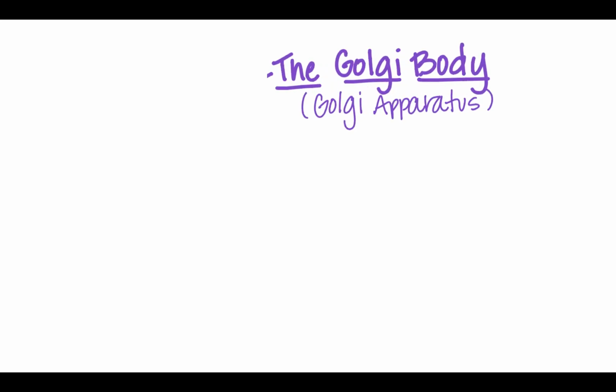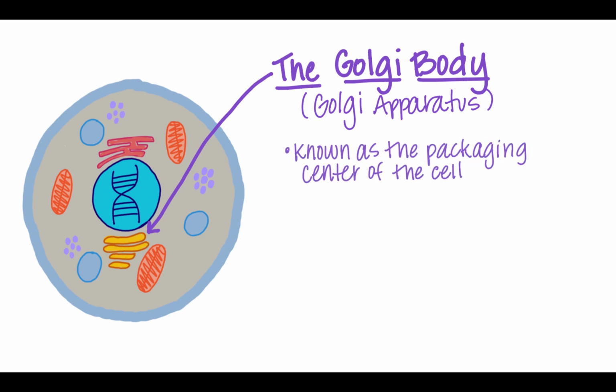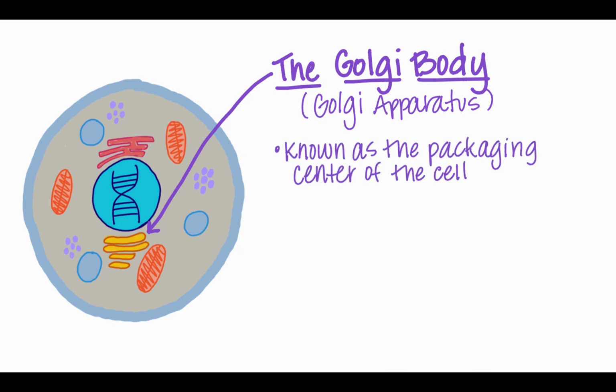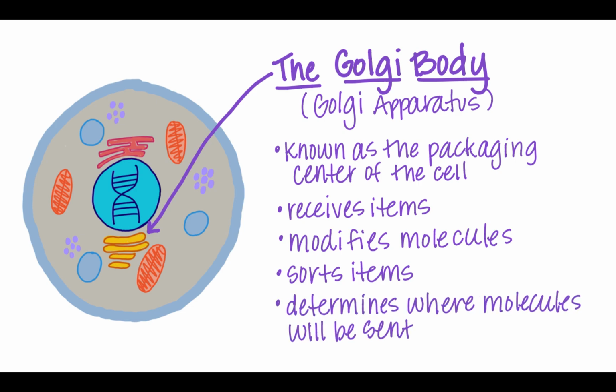Last, let's talk about the Golgi body, sometimes referred to as the Golgi apparatus. The Golgi body is known as the packaging center of the cell. It receives items, it modifies molecules, it sorts items, and it determines where molecules will be sent out.